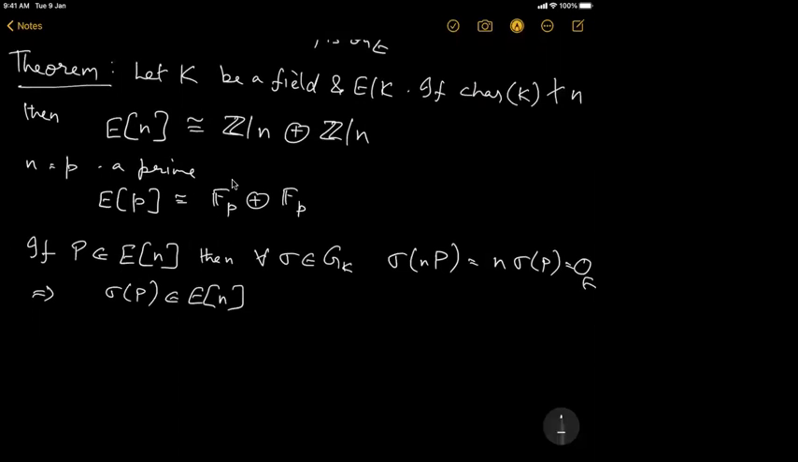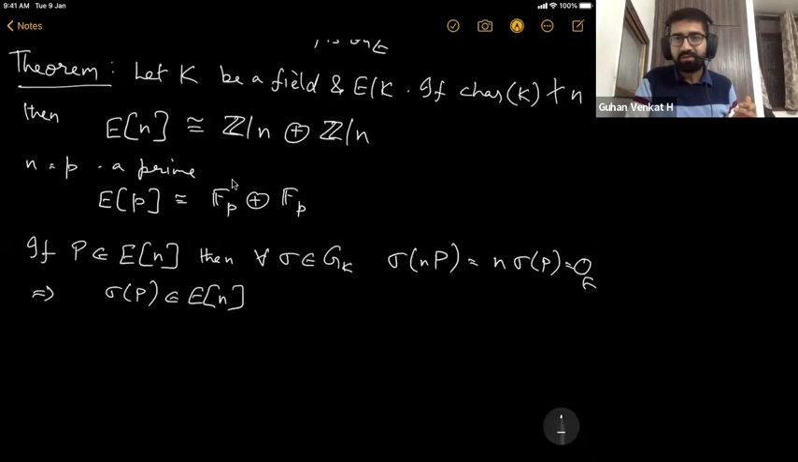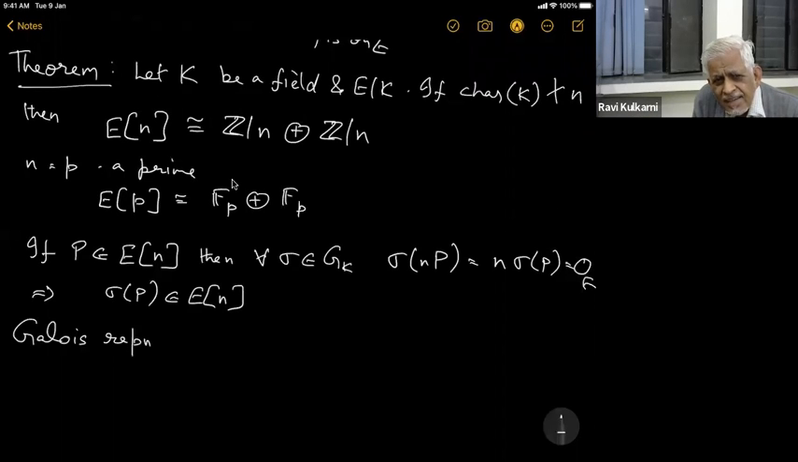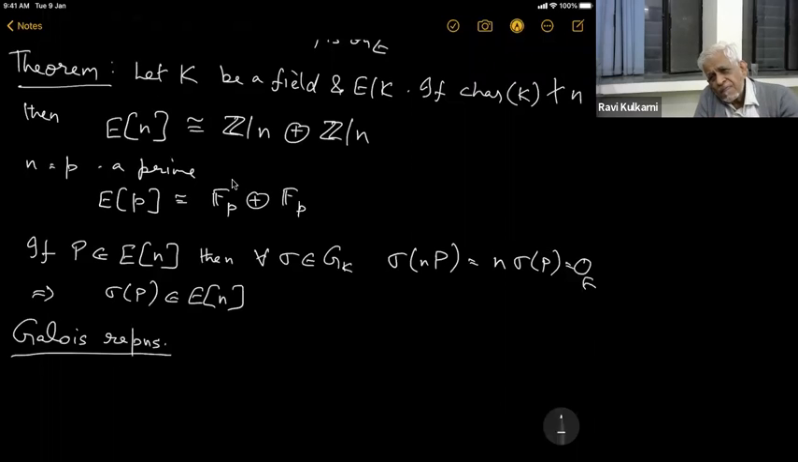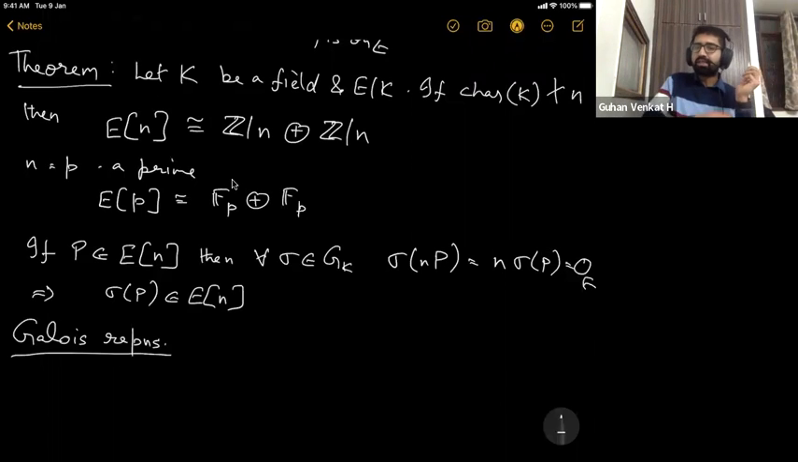All right. So the n-torsion points form the genesis for the Galois representation attached to elliptic curves. For k equals the rationals, E[n] is always Z mod n plus Z mod n, because you look at points over the algebraic closure of Q. So then you have the entire n-torsion, and it is Z mod n plus Z mod n.